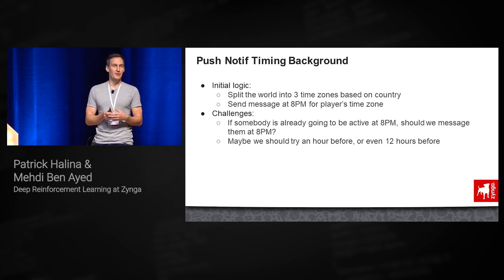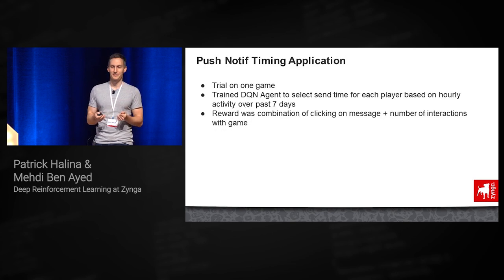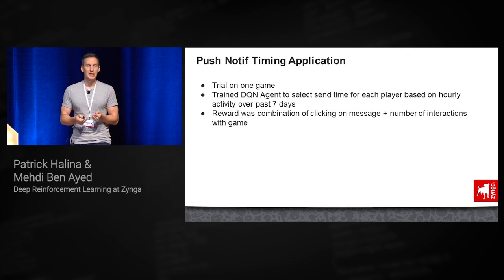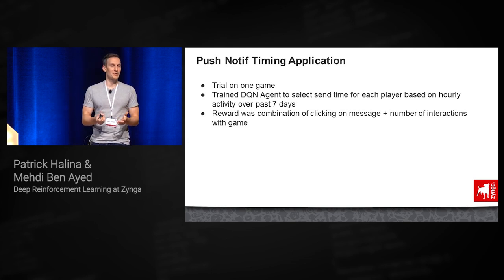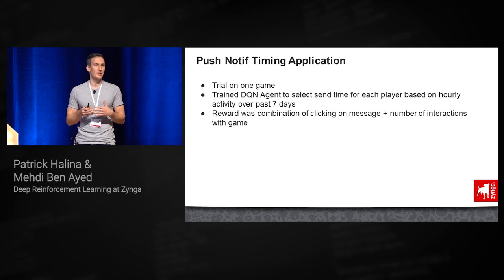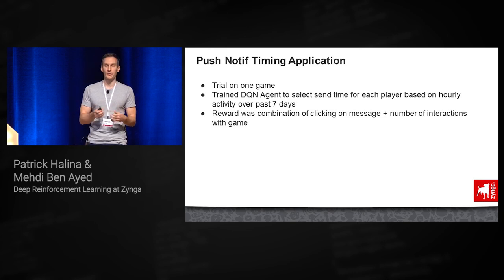And not only that, but of course, it's not really personalized. People have different schedules. Even if we know someone's on the other side of the world, maybe they're a morning person, right? So what we want to do is personalize this with reinforcement learning. And what we did was train a DQN agent. That's a specific type of algorithm in reinforcement learning. It's one of the more basic ones for deep reinforcement learning, but that's what DeepMind used in AlphaGo.